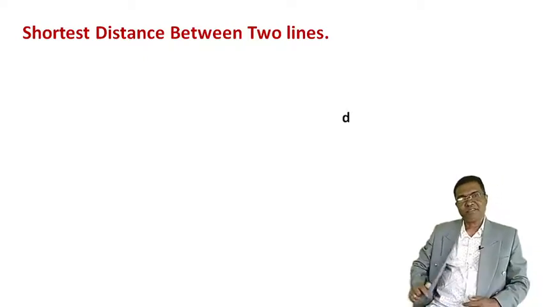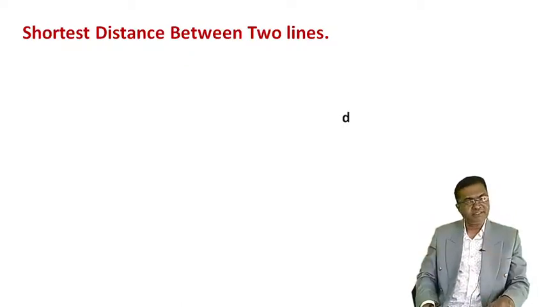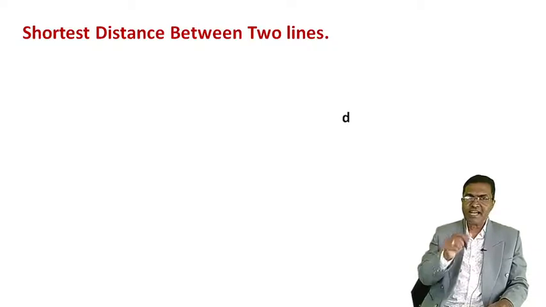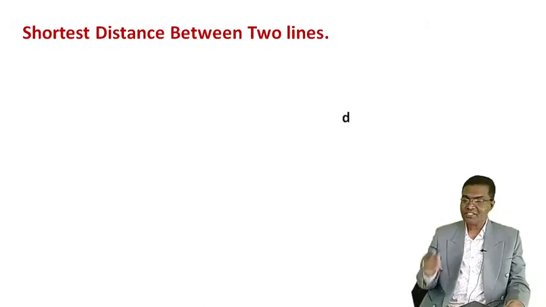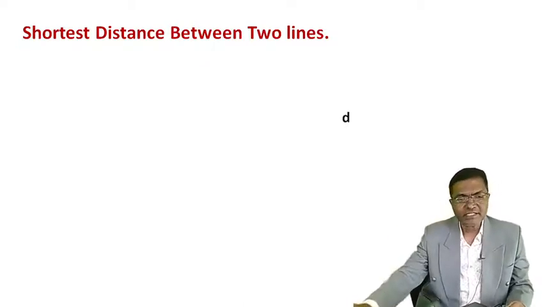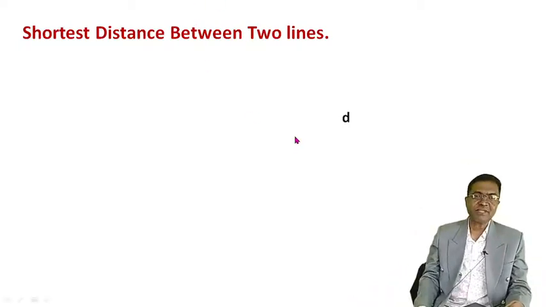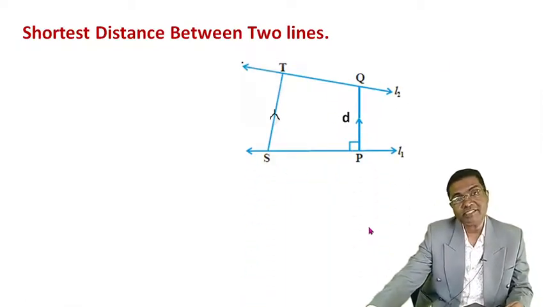Welcome to the session. I am going to derive an expression for the shortest distance between skew lines. In the last class, I explained what skew lines are. Skew lines are lines which are neither intersecting nor parallel and lying on two different planes. So let us start to have an expression for the shortest distance. First let me tell you what that expression is, and later on I will prove it.